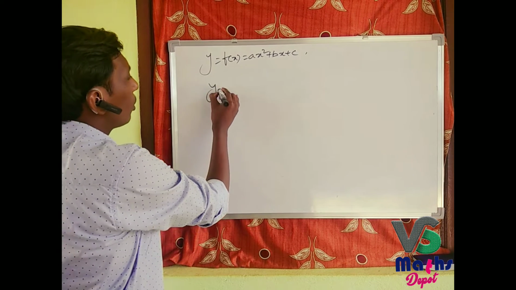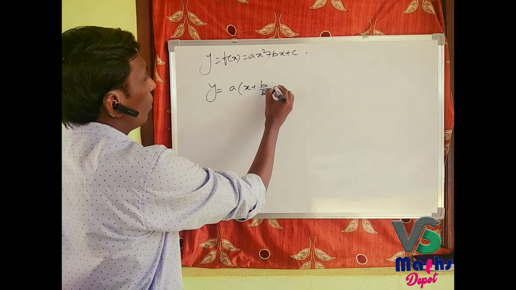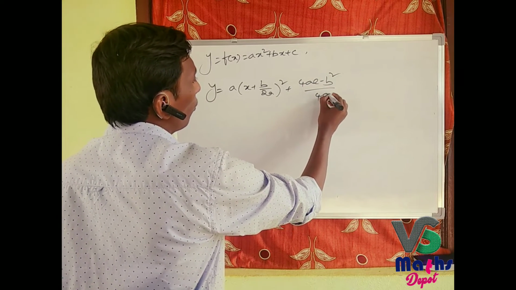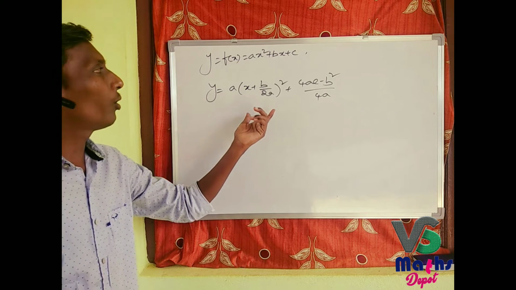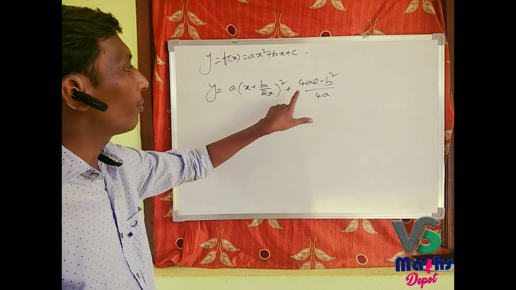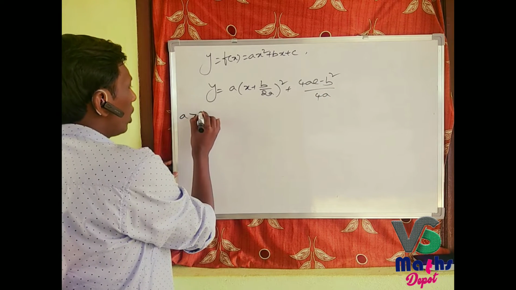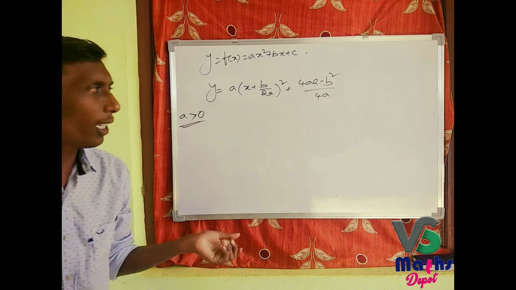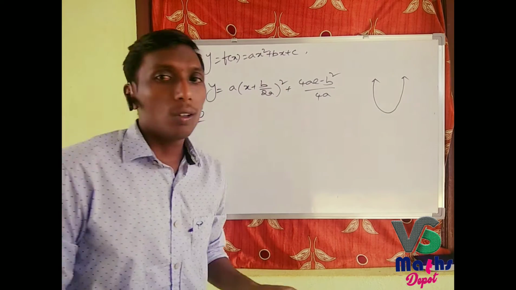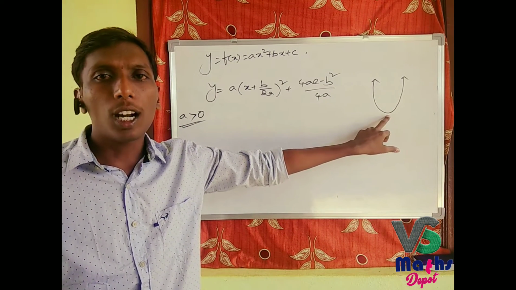Now y can be written as a into x plus b by 2a whole square plus 4ac minus b square by 4a, because in the previous video we saw that this can be expressed in this form. If a is greater than 0, we already said the graph will be like this. So, we can find the minimum value but not the maximum value.